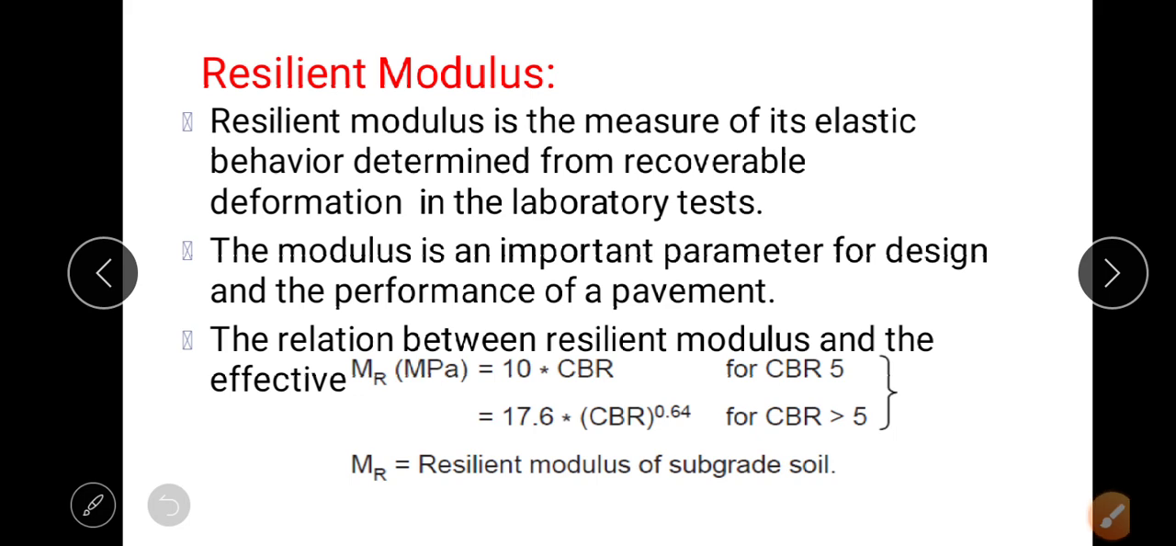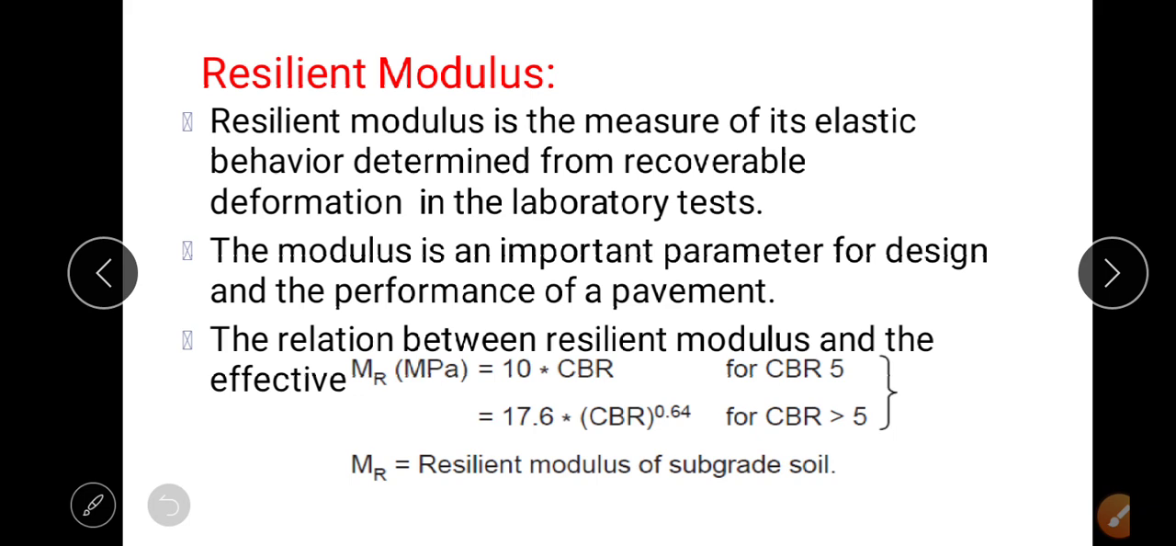After conducting the laboratory test, you have done it in the practical class itself. Right? In the virtual laboratory, we have done the CBR test and we have seen all the limitations and importance of the test and how it is utilized in the design, etc. We will now see resilient modulus.